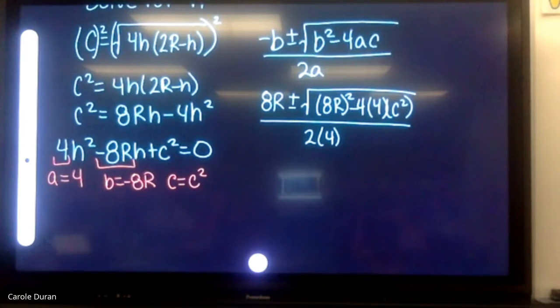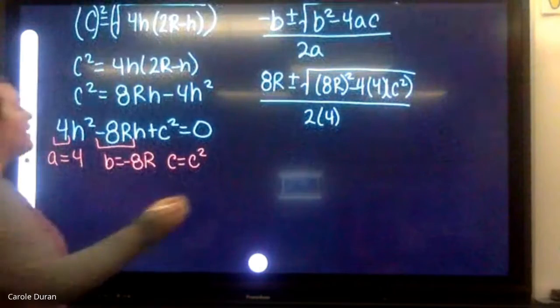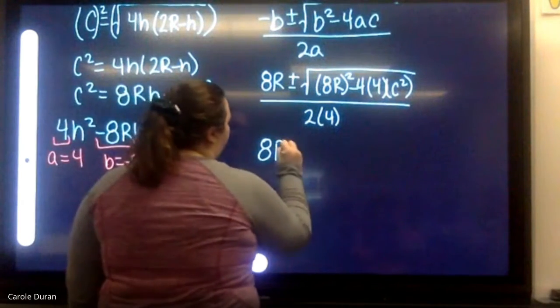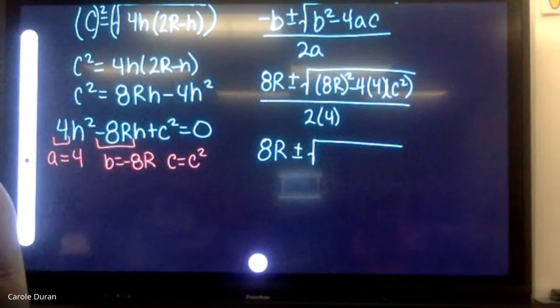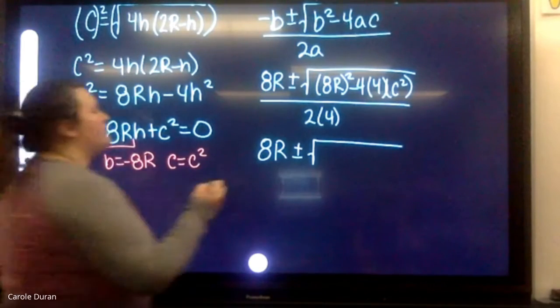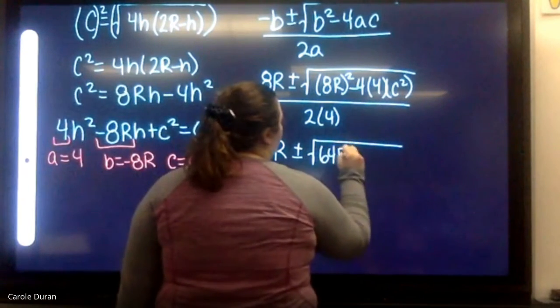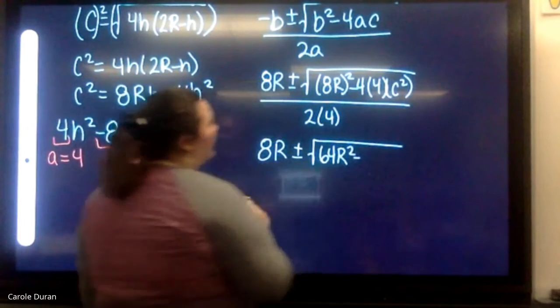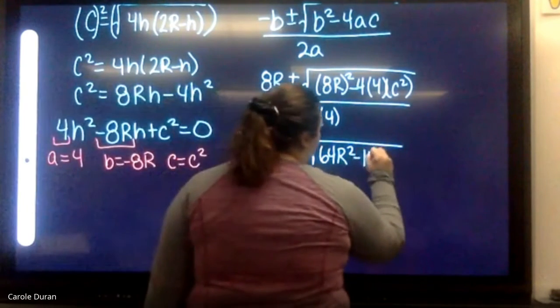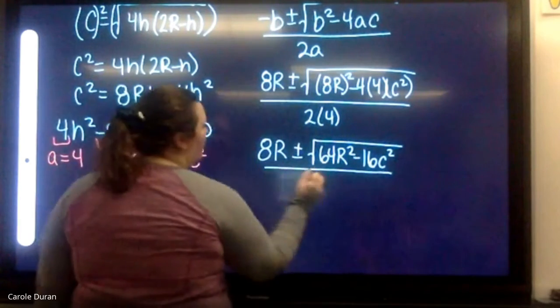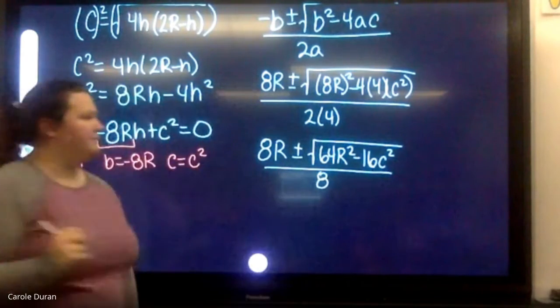From here, I'm going to simplify as much as I possibly can. The 8r out front just stays 8r. I can't do anything with that. Plus or minus the square root of, what's 8r squared? 64r squared. I just square each of those terms. So I have 64r squared minus, what's 4 times c squared? 16c squared. So minus 16c squared all over 2 times 4, which is 8.